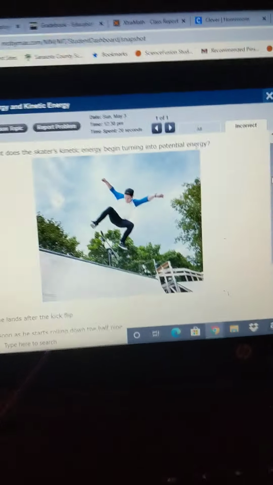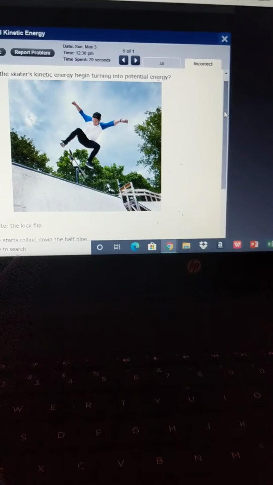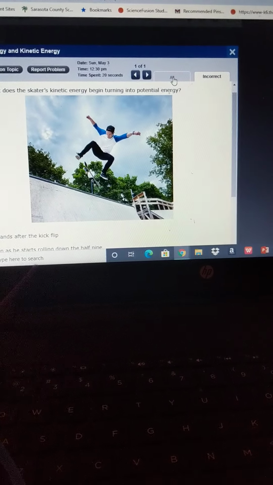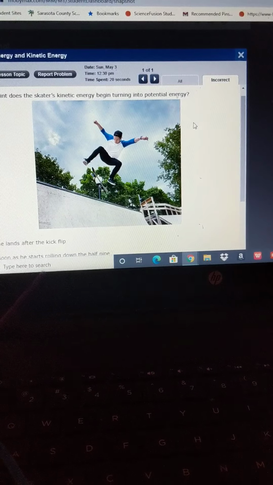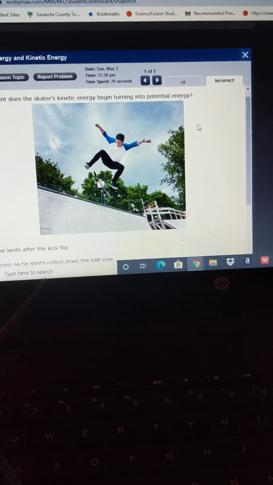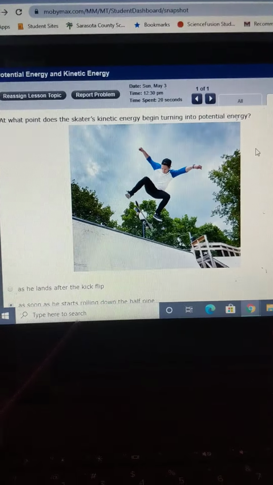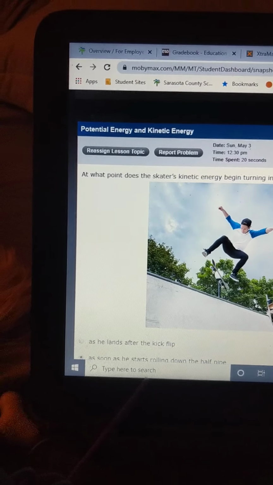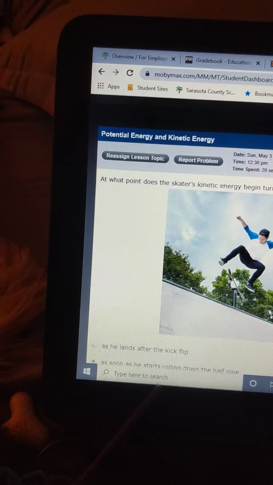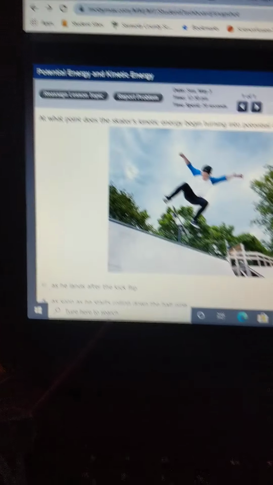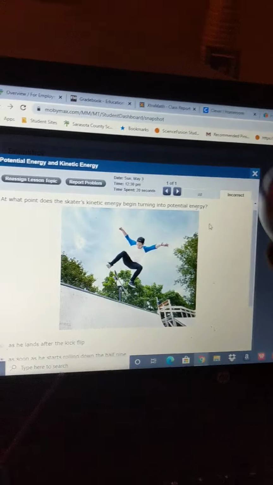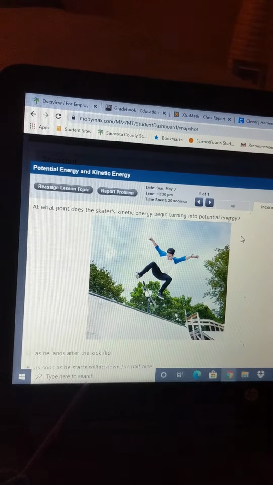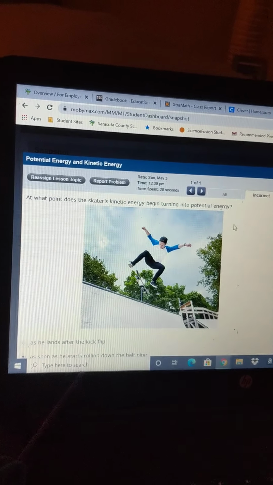Now, looking at what you did last week, some of you got a bunch of these wrong, so we're going to go over them. One of the ones everyone had trouble with was: at what point does the skater's kinetic energy begin turning into potential energy? Now, kinetic energy is movement. So when does his moving energy begin turning into potential energy? That means we're going backwards. Normally, I'm telling you, it's potential to kinetic. Well, they're saying he's moving. When does it turn back to potential?